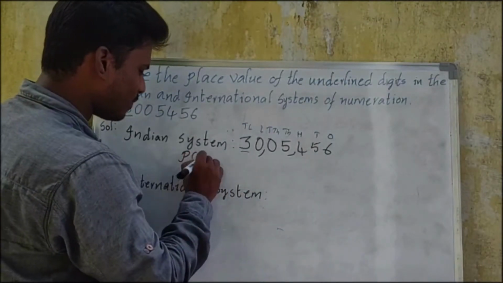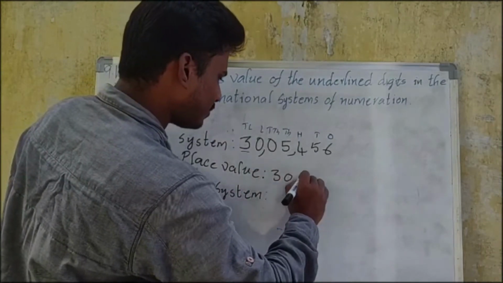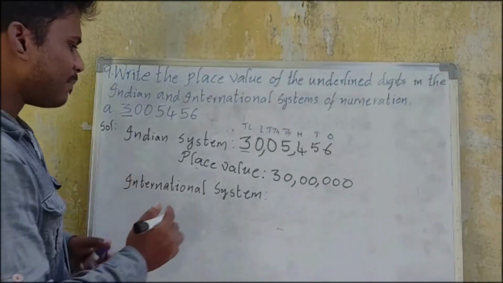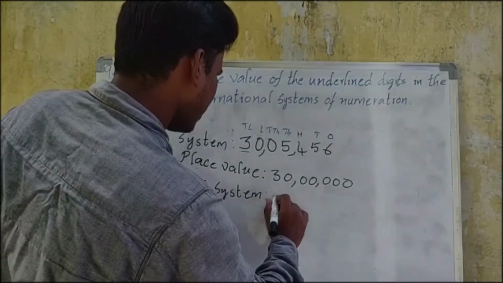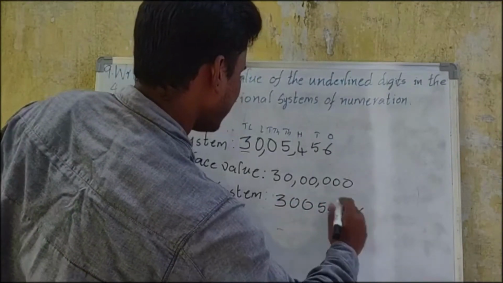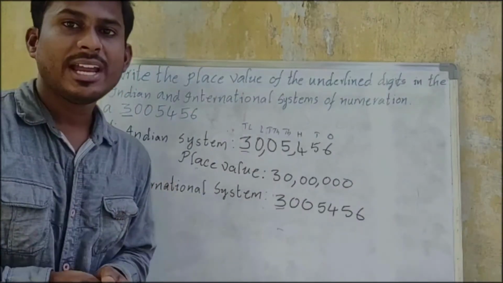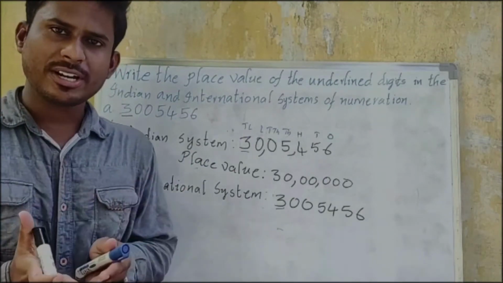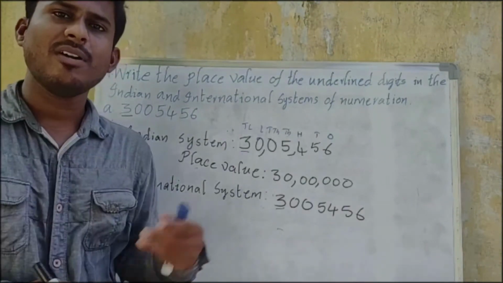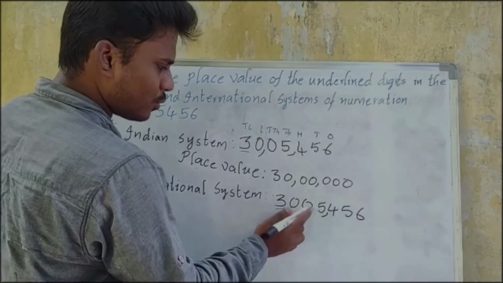So I am going to write the place value. So what is the place value here? 30 lakh. Okay. Now if you go for the international system, let us write the same digit again. 3 0 0 5 4 5 6. Underlined digit is 3. Now let us insert commas according to the international system of numeration. You know already very well, in international system of numeration, after every 3 digits we insert comma from the right hand side. Okay, 1 2 3, 1 2 3.